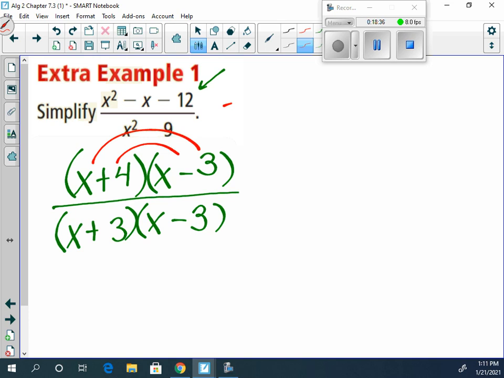X times negative 3 will be negative 3x. 4 times x is going to be plus 4x, which will give us, yep. So we'll need to switch the signs. It'll be negative 4 and plus 3. So it's still good to check it to make sure we have the numbers in the right spot.